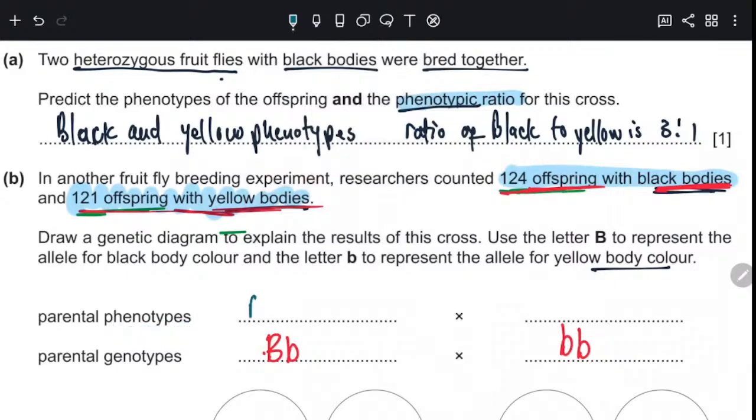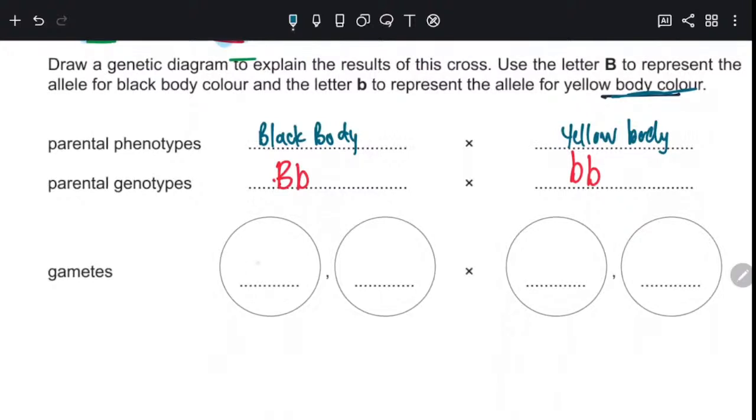This is black body, because black body is there. And then this is yellow body, because there is no black body there. There are only two recessive alleles for yellow body. So, yes, this is what you see. Now, let's put the gametes. It will be big B and small b. Here it is small b and small b.